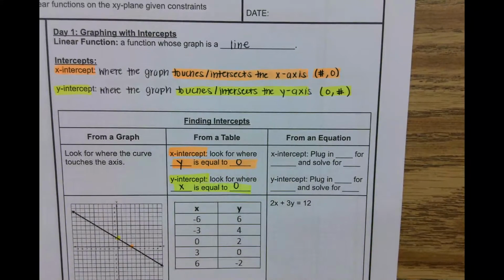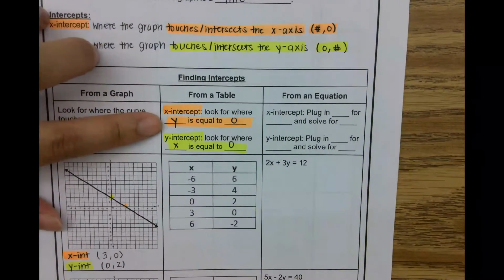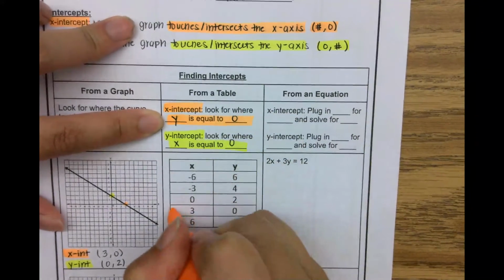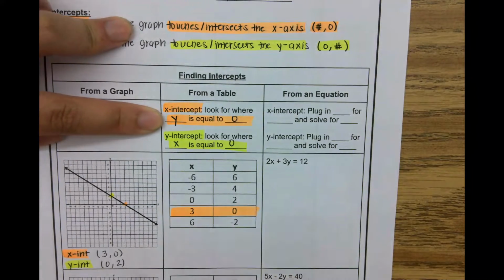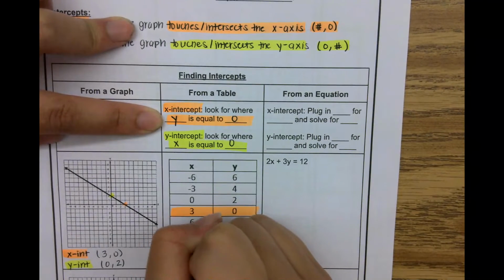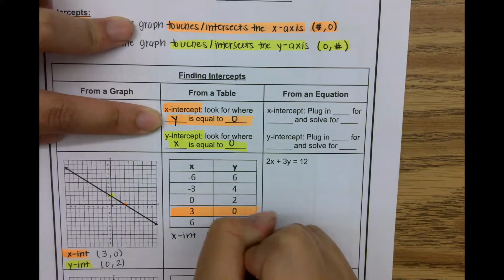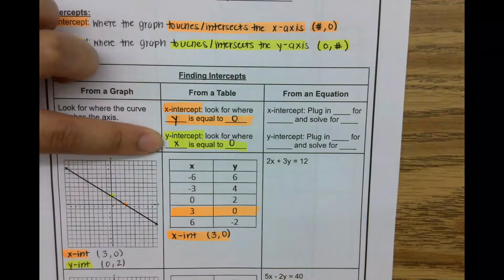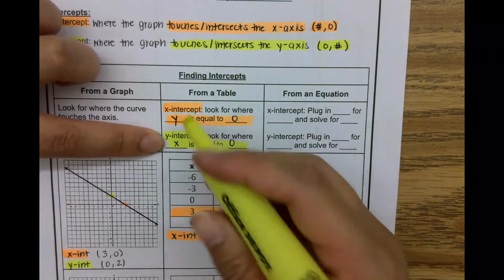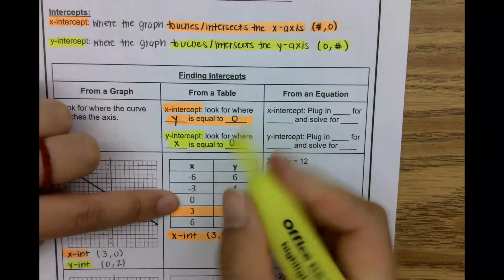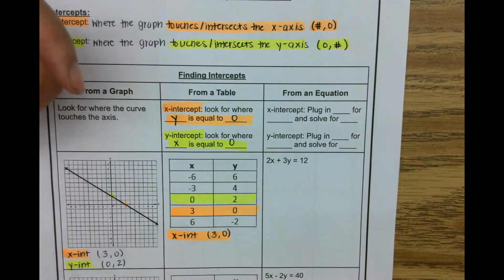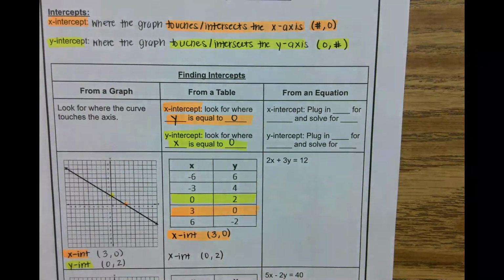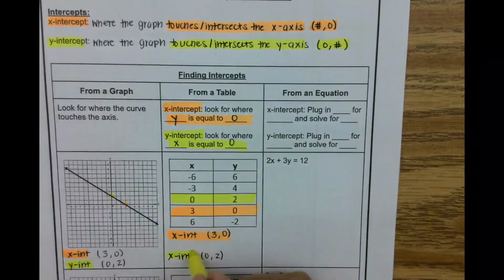Okay, so for the x-intercept, here's our table. We're going to look for where y is equal to 0. So here, this is where y is equal to 0. So this here is my x-intercept, 3, comma, 0. For my y-intercept, I'm going to look for where x is 0. So here in my x column, 0 right here. So my y-intercept is 0, comma, 2. I'm going to have you try the next one on your own.